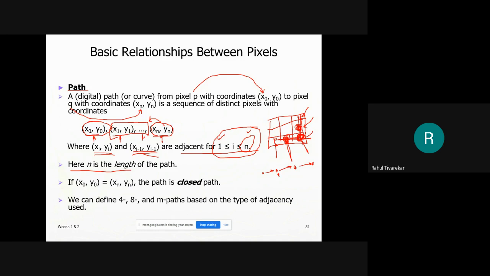So the path may run also this way. It depends on how you are getting the adjacency. We will see later in the image.